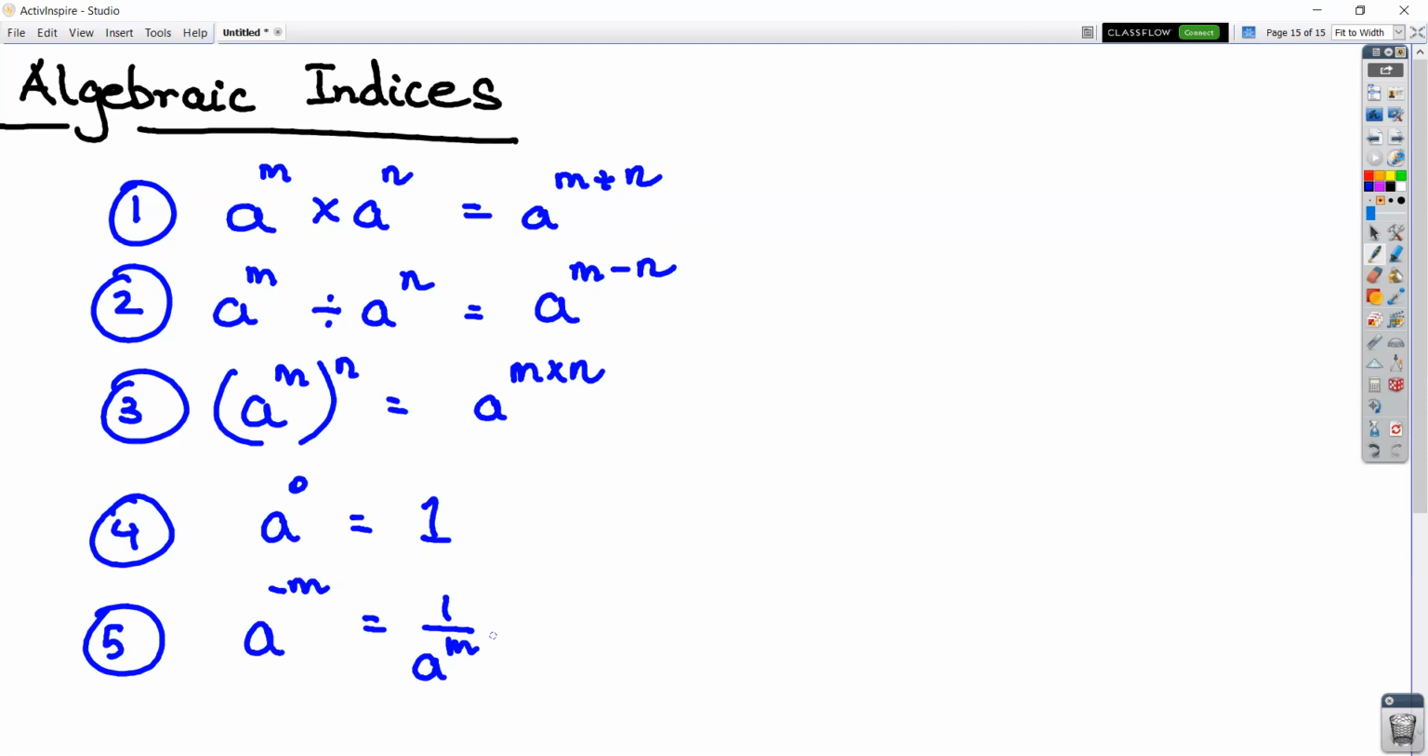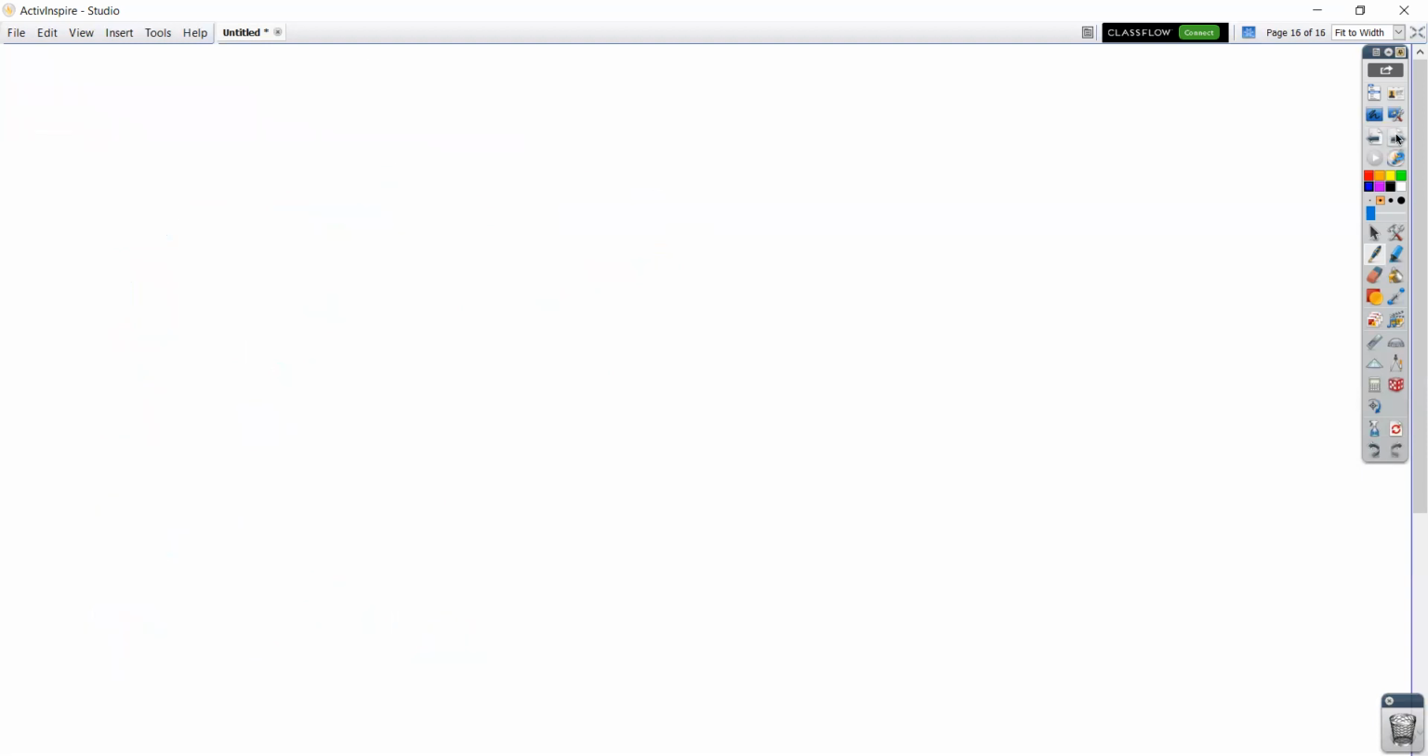Okay, now what we are doing in this lesson is, with respect to all the 5 rules of indices, I am doing 3 questions for each rule, starting from the easy, going to the harder one. So the first one will be easy, the second medium, and the third the harder one. To begin with the first rule, I'm going to write it down here now, rule 1.